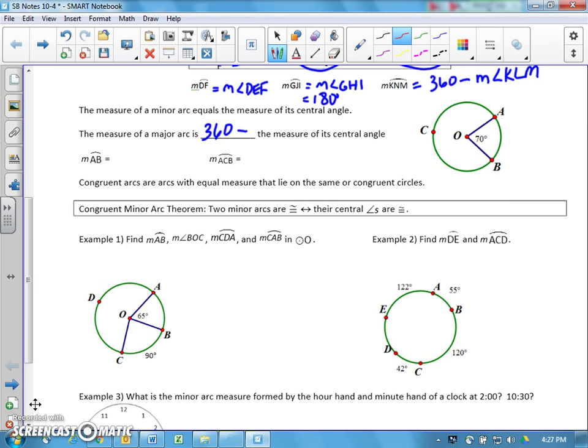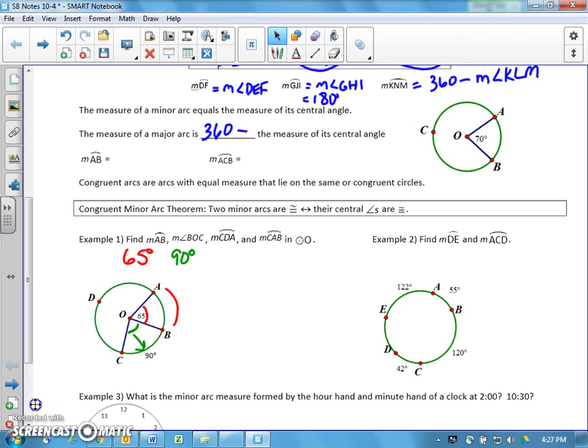So our first example wants us to find the measure of several arcs and angles. So let's look at what we know. The measure of arc AB, because AOB is a central angle, will be the same as its central angle. So this is going to be 65 degrees. The measure of angle BOC is this angle right here. Again, that's a central angle, so it's going to match its arc. This is going to be 90 degrees.